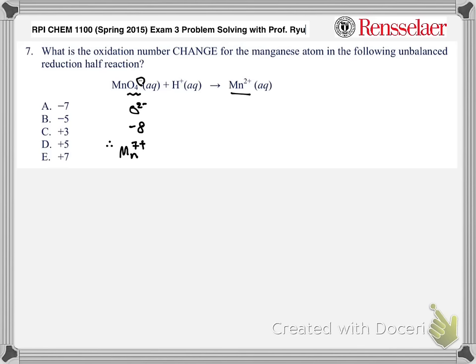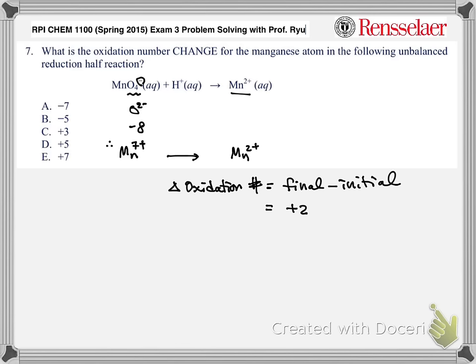And here the manganese becomes 2 plus. So the oxidation number is changing. Delta in oxidation number is final minus initial. Final is plus 2, initial was plus 7, the difference is minus 5. So therefore the answer is B.